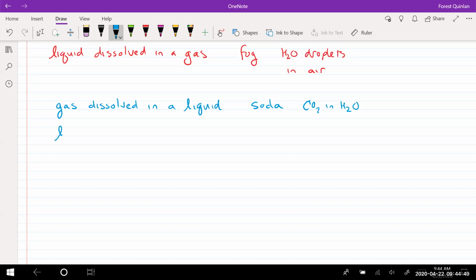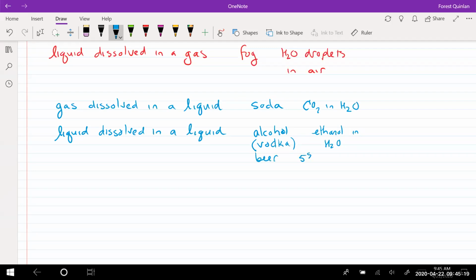The next one that is probably very familiar is a liquid dissolved or mixed, if you will. A liquid dissolved in a liquid. And here you can think of any alcohol. Vodka. Right, this is ethanol in water. So beer. They say it's 5%. 5% of that is alcohol. The rest of it is water.